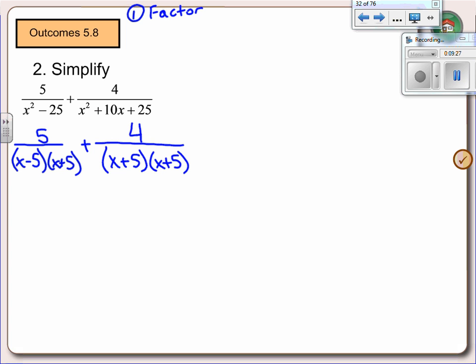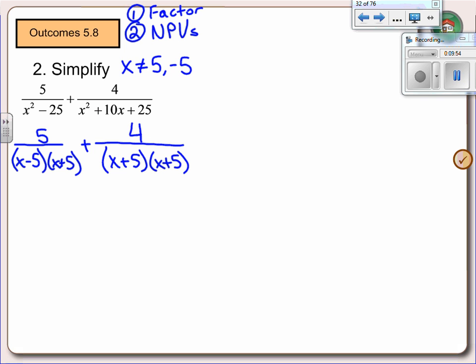The second step after you factor is always write out your NPVs before you do any sort of combining or canceling of things. So our NPVs here would be x cannot equal 5 or negative 5. Because if you look at the bottom, if you had 5, then you'd be divided by 0. If you had a negative 5, then you'd be divided by 0.